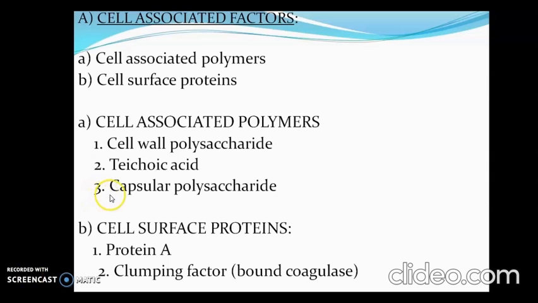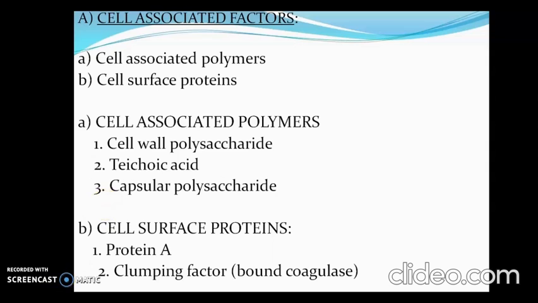And the third one is capsular polysaccharide surrounding the cell wall. It also inhibits opsonization. Opsonization is the process by which bacteria are altered by opsonins so as to become more readily and more efficiently engulfed by phagocytes.